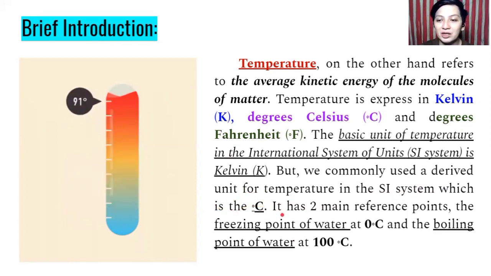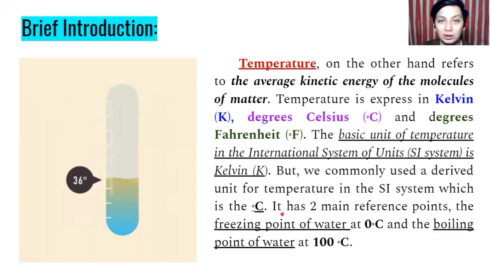It has two main reference points. The freezing point of water, which is at 0 degrees Celsius, and the boiling point of water, which is at 100 degrees Celsius. So pag nakita nyo na ang tubig, naging yellow.